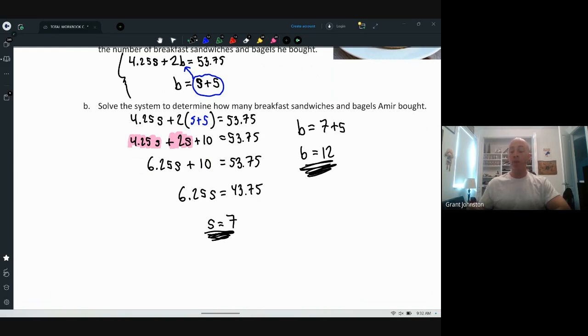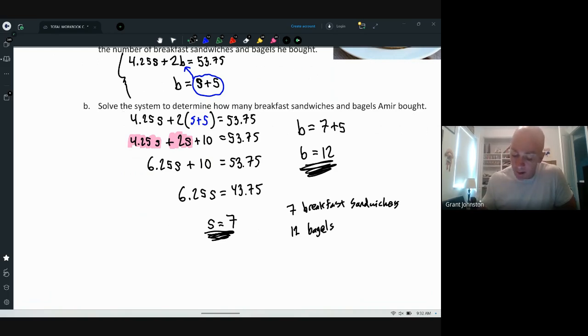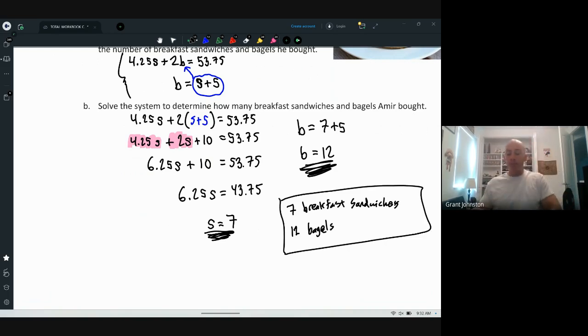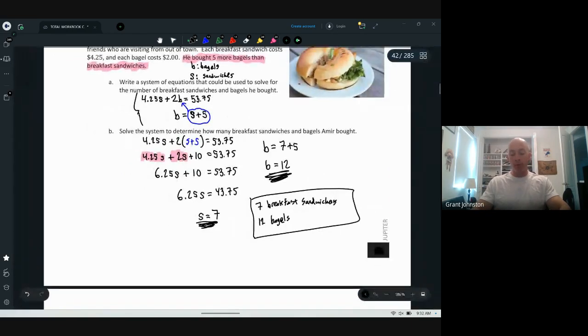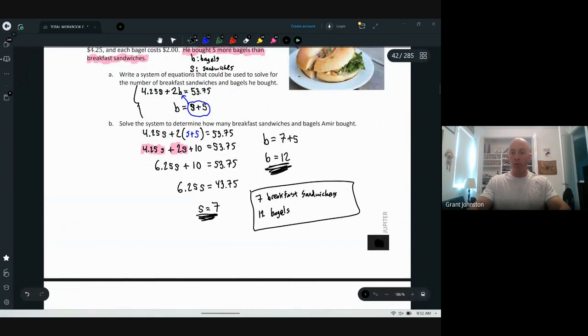And there you go. Now, it wouldn't make any sense to write this as an ordered pair because it's just a word problem. So I'm going to say S was our breakfast sandwiches. So I'm going to say 7 breakfast sandwiches and then 12 bagels. So I'm just going to write that out. Okay. So that's a word problem. So I'll let you do the rest of this lesson.